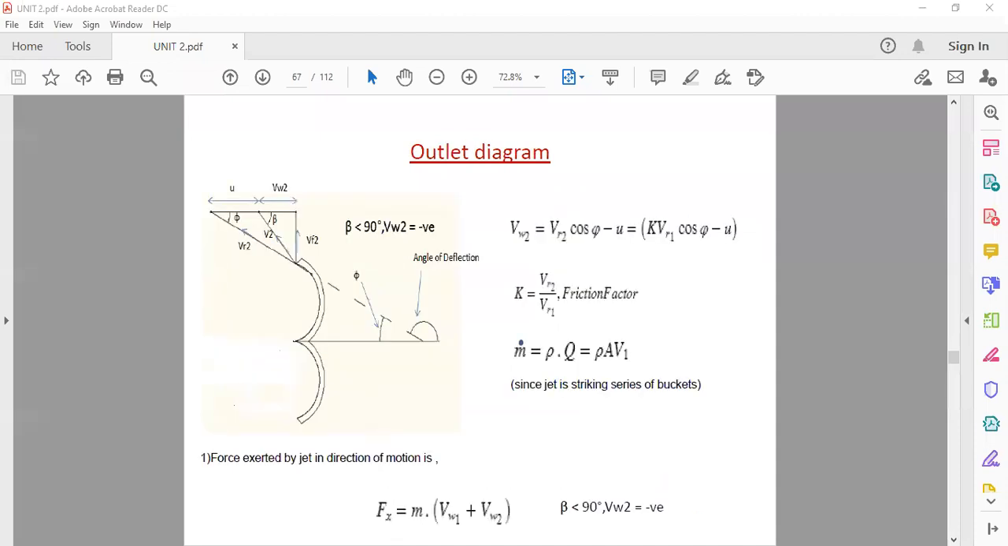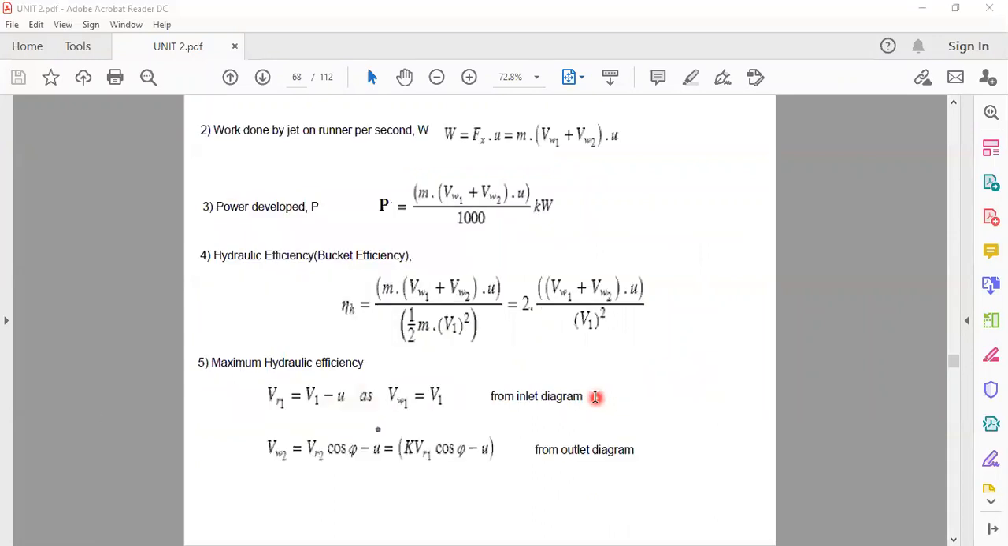Outlet triangle. So VW2 equal to VR2 cos phi minus U. So K VR1 cos phi minus U, where K equal to VR2 upon VR1, the friction factor. Mass flow rate is rho A V1, we have discussed.